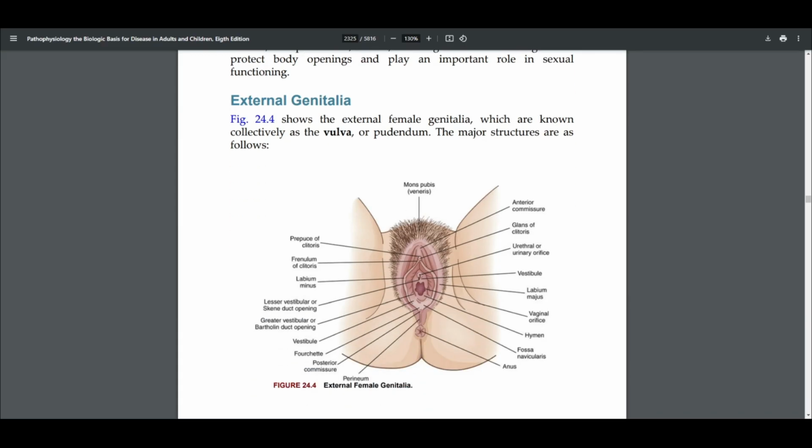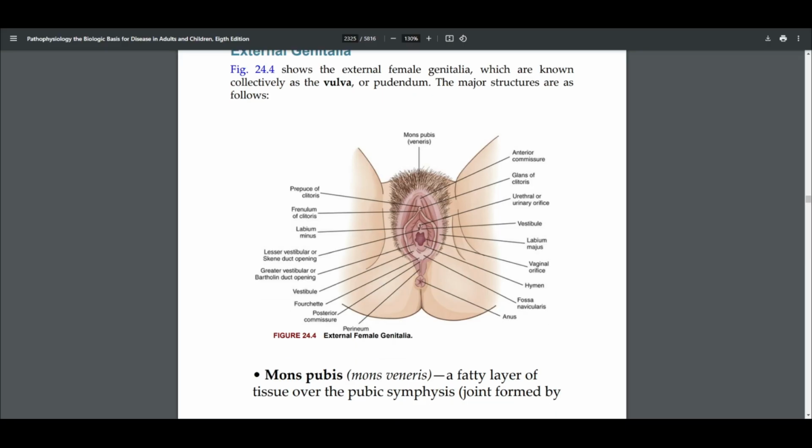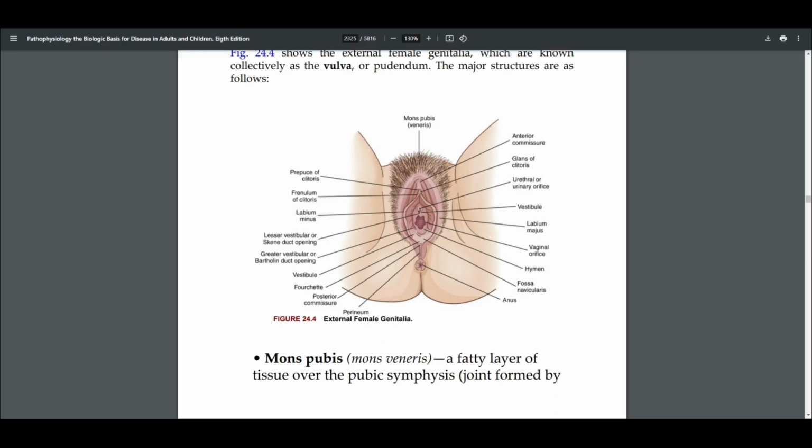The external genitalia. The following figure shows the external female genitalia, which are known collectively as the vulva or pudendum. The major structures are as follows. Here's the female genitalia.